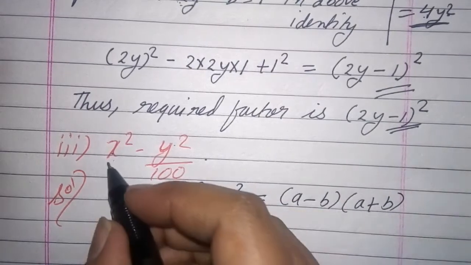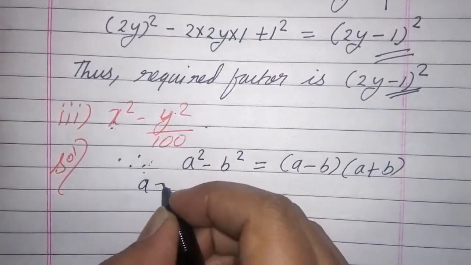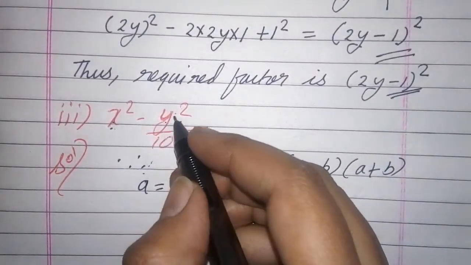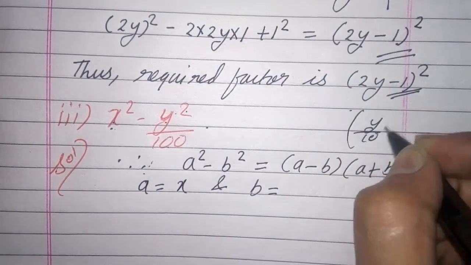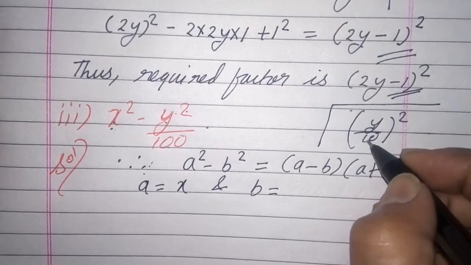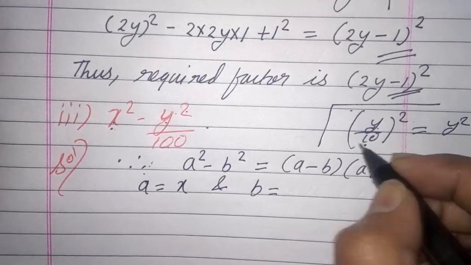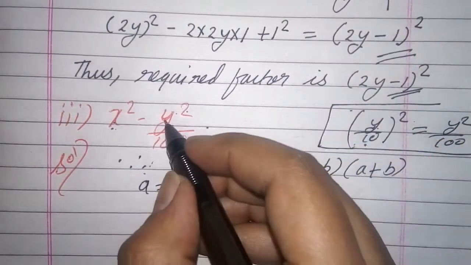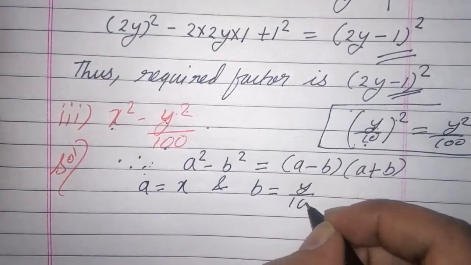Okay, so what is the value of a from the given part? Value of a is x, and what is the value of b? b is y square upon 100. So we can write, y square upon 100 is the square of y upon 10. Look here, square of y is y square, square of 10 is 100. So y square upon 100 is the square of y upon 10. So the value of b is y upon 10.